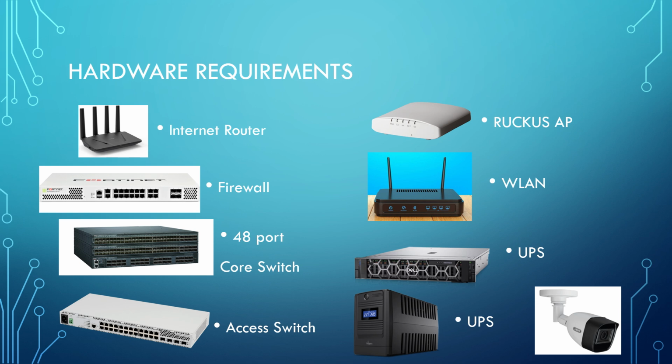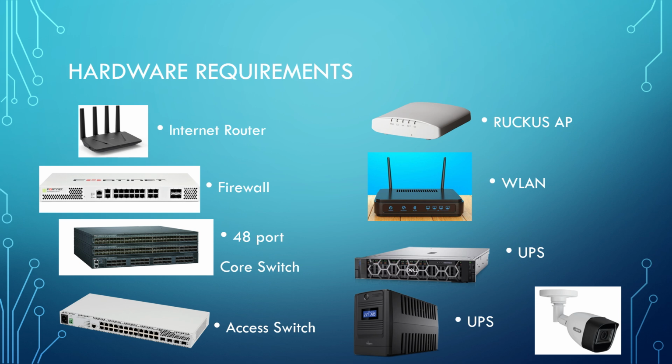So basically, hardware requirements include an internet router at the top for internet access, a firewall to prevent malicious traffic from outside, a layer 3 core switch to perform routing in the internal network, access switches on each floor of the hotel to connect end devices, a Ruckus access point to connect wireless devices to the network, a WLAN or wireless LAN controller to monitor the status of access points, UPS or an uninterruptible power supply to power up the devices when there is a power cut, and security cameras to monitor the hotel.